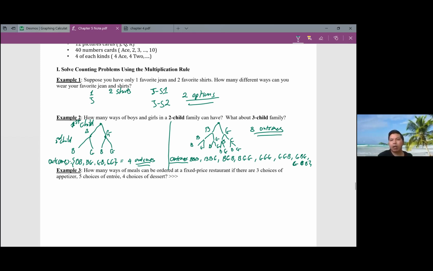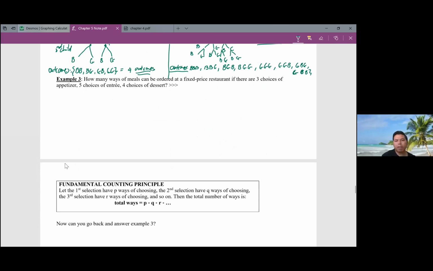But you can see here, it increases more and more. You're going to run out of a lot of space if you keep doing the tree diagram like that. So again, we're slowly building up the general definition. Example 3: how many ways can meals be ordered at a fixed-price restaurant if there are 3 choices of appetizer, 5 choices of entree, and 4 choices of dessert?